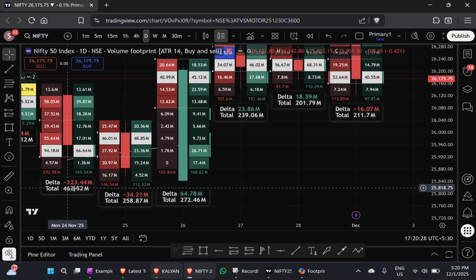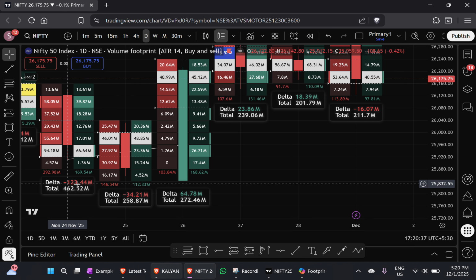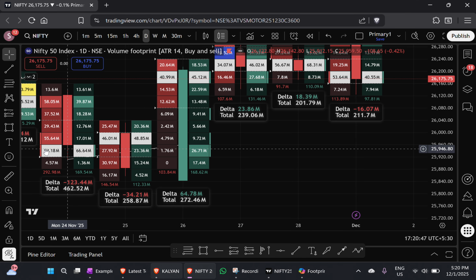Here also you can see minus 123 million, so the people are aggressively selling, and here minus 34. Minus 123 is greater in magnitude than minus 34, so the selling aggression calmed down. This is the way you need to understand it. Sellers were not so active, and you have to understand the POC. The POC is shifting up. So based on these two candles, next day I look for the buy side.